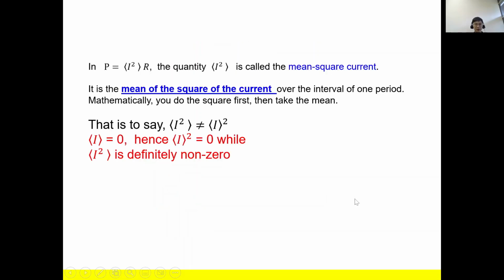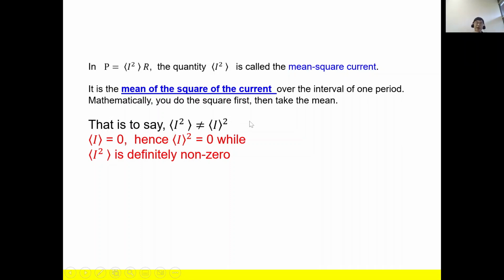Note here that I said mean square current, and this is not the same as the square of the mean current. The mean square current is the mean of the squared current over one period of interval. So you will take the square first, then you will mean. Whereas the square of the mean current is the mean current first, then you square.